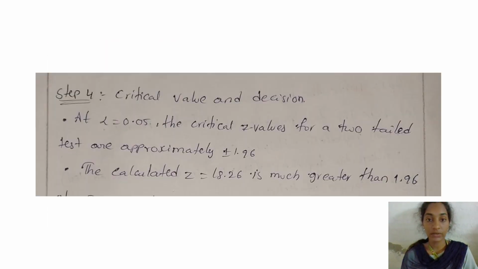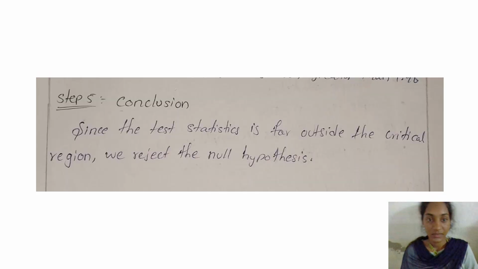Step 4. Critical value and decision. At alpha equal to 0.05, the critical z values for a two-tailed test are approximately plus or minus 1.96, and the calculated z equal to 18.26 is much greater than 1.96. Step 5. Conclusion. Since the test statistic falls outside the critical region, we reject the null hypothesis.